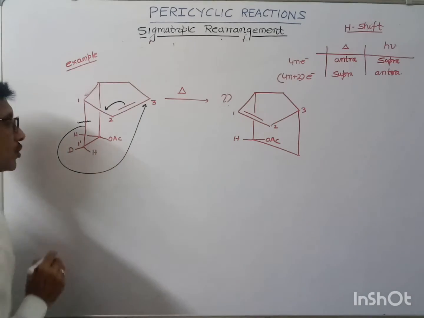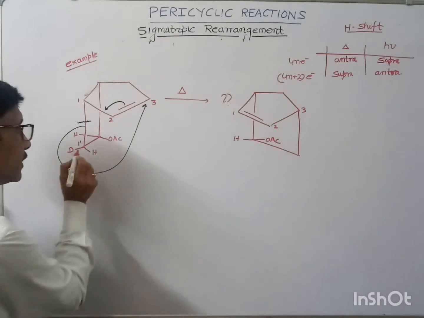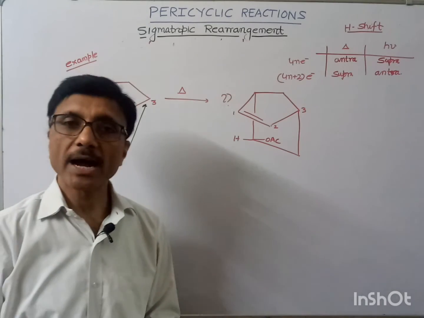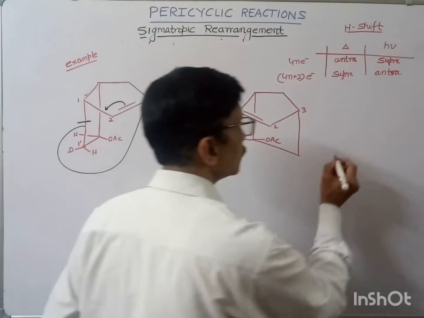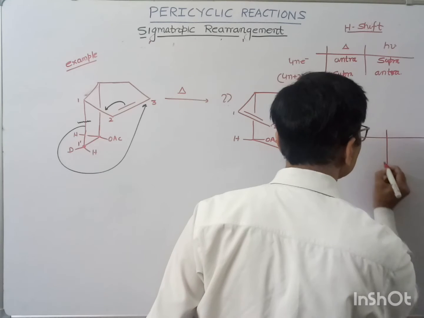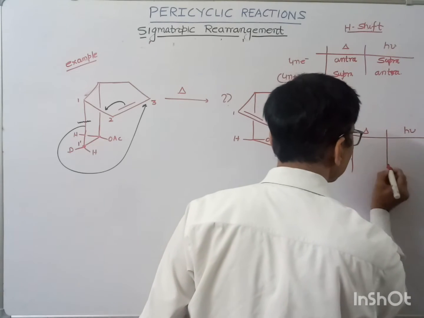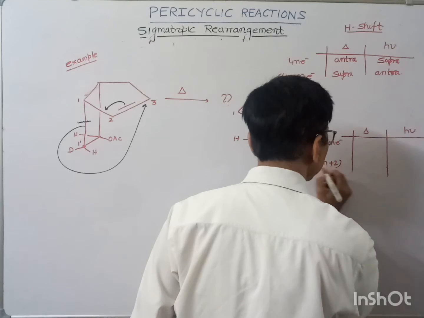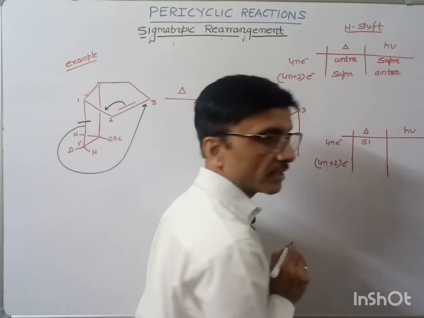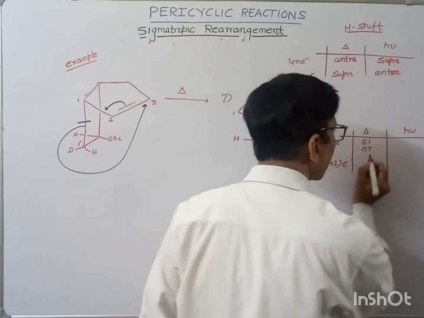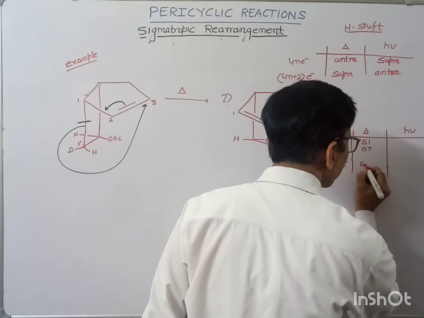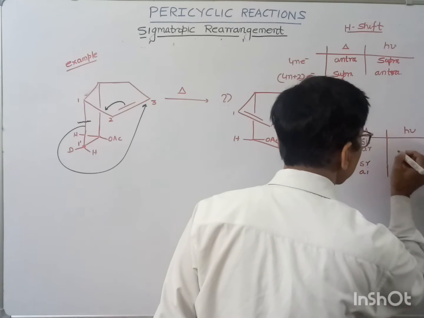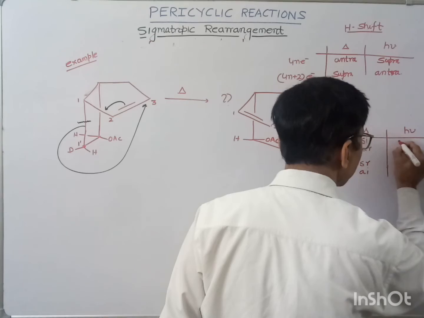Now what about the stereochemistry? What kind of shift is this? This is not a hydrogen shift. This alkyl group is shifting. The shifting of an alkyl group is taking place, and for the alkyl shift I have already given you the rule. What was the rule for the alkyl shift? For the 4n electron system and the 4n plus 2 electron system, the rule that I have told you: suprafacial with inversion, or antarafacial with retention, or suprafacial with retention, antarafacial with inversion, and write it down diagonally in the same manner. So this is the rule that I told you for the alkyl shift.